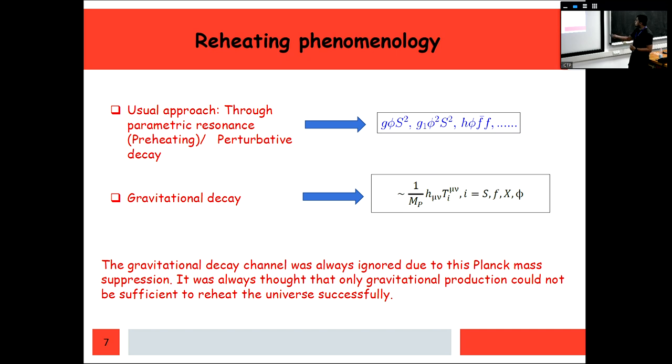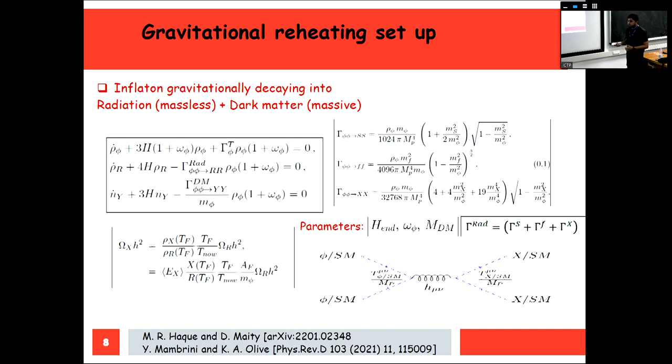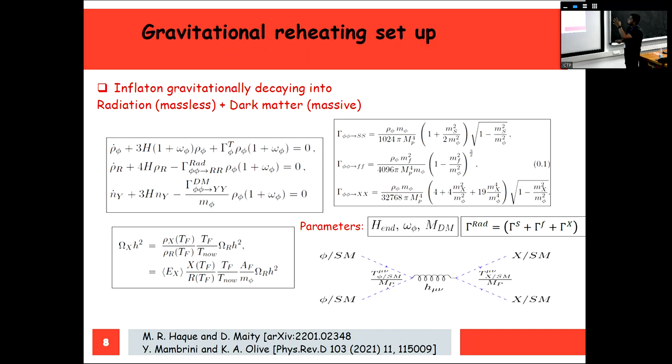And this is the gravitational interaction, the one offered in h_{μν}T^{μν} term. Initially, as it is Planck mass suppressed, it was always thought that this gravitational process would not be enough to reheat our universe. But in our case, if we consider the inflaton equation of state greater than one, then somehow we are able to achieve the radiation dominated universe considering only the gravitational interaction. Okay, so this is our setup, the framework.